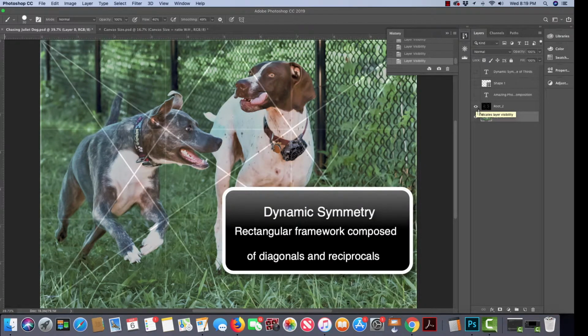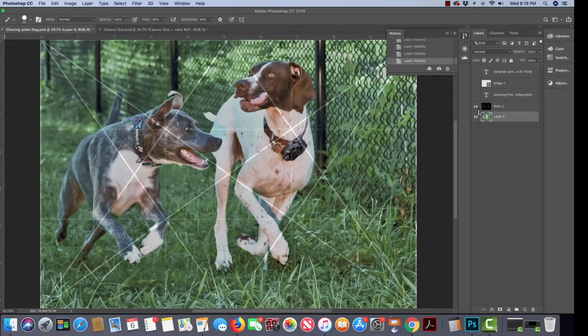Dynamic symmetry, a rectangular framework composed of diagonals and reciprocals. This is the Root 2 framework. It locks into the gray dog on the center of the head, it locks into the sinister diagonal. The sinister diagonal is here. And the reciprocal, which is the line that runs this way, locks into the gray dog's hind leg.